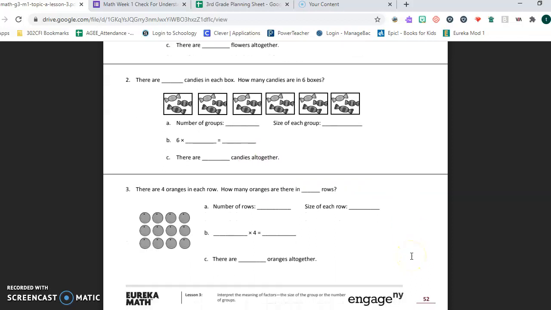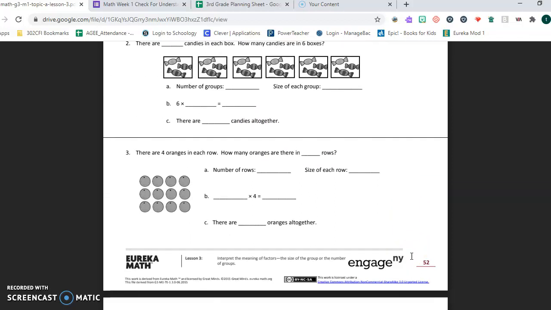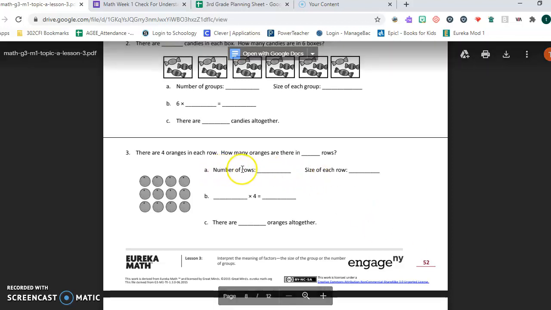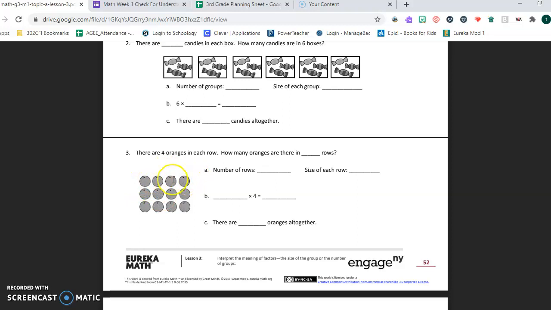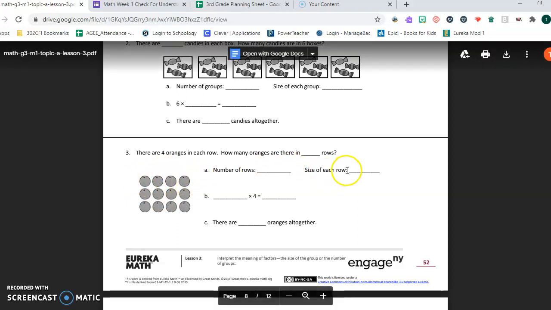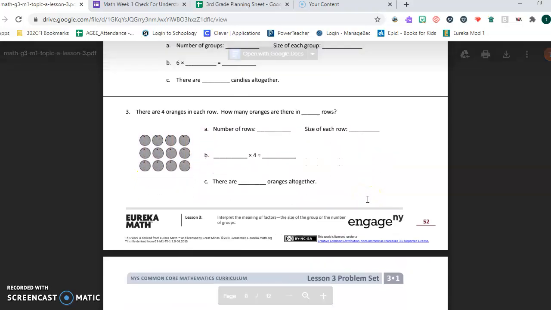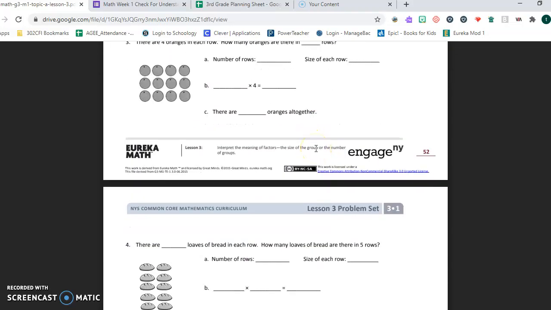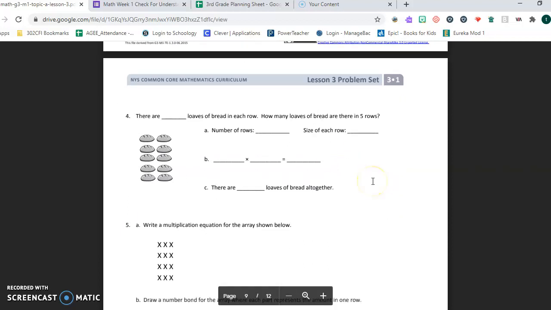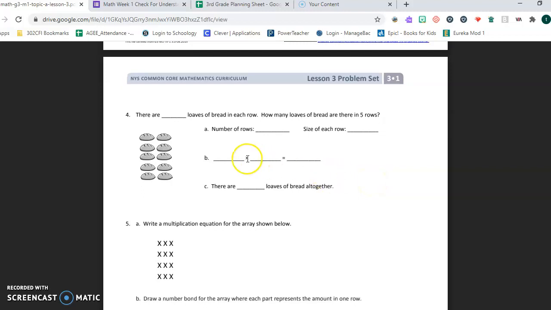All right, and they give you another one of these problems where you have to determine the number of groups, and the groups for this one are rows. So how many rows are there? And then the size or the items per group is how many oranges are in each row. So basically that's what you're going to be doing throughout this assignment. Eventually they make you do more and more of the equation. So they want you to put the groups first, the size of the groups second. So it's groups times size of group equals product.